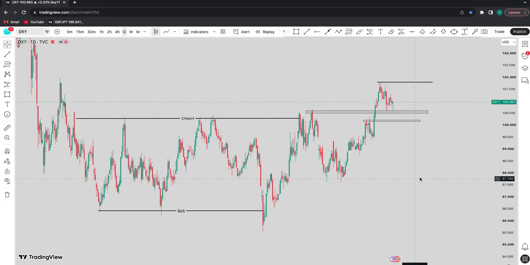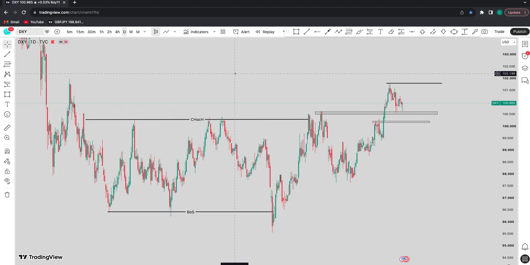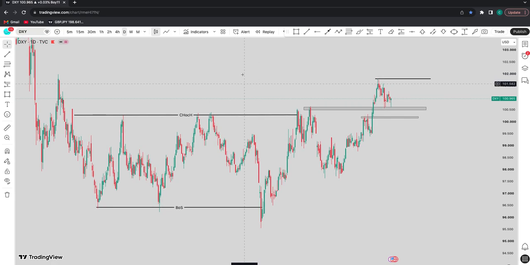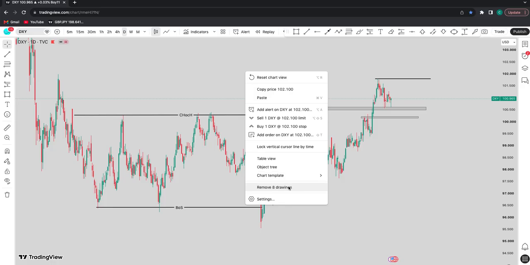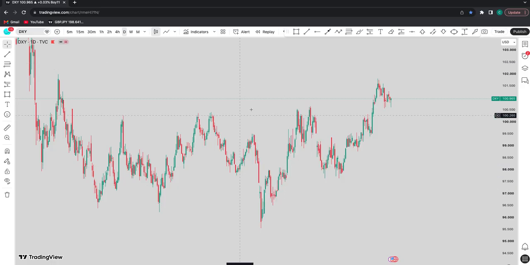So without further ado, let's get right into the chart. As you all know, since I'll be trading a USD pair for the week, I like to start my analysis on the DXY. So looking at the DXY, let's just quickly take out all of these drawings and start with a clean chart.